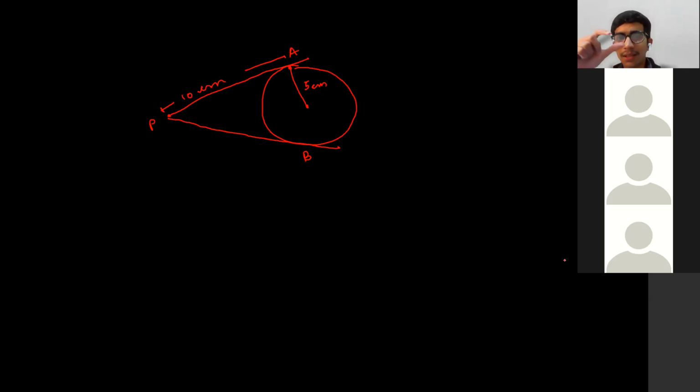Yeah, I'm asking the theorem statement. What does the theorem actually mean? That is what I'm asking. The theorem means that PA is equal to PB. Exactly. The tangents from an external point are equal in length. So since PA is equal to 10, it's actually a mental question. Using the theorem, you can easily say PA will be equal to PB and that will be equal to 10 centimeters.